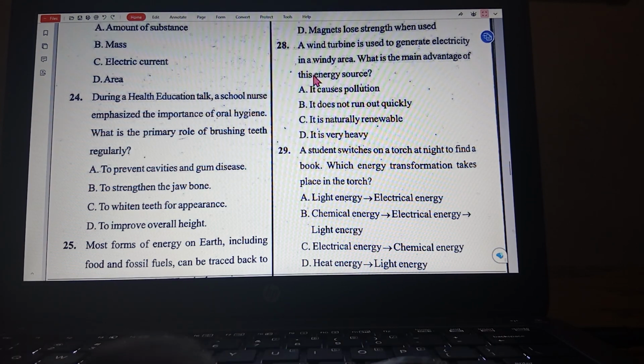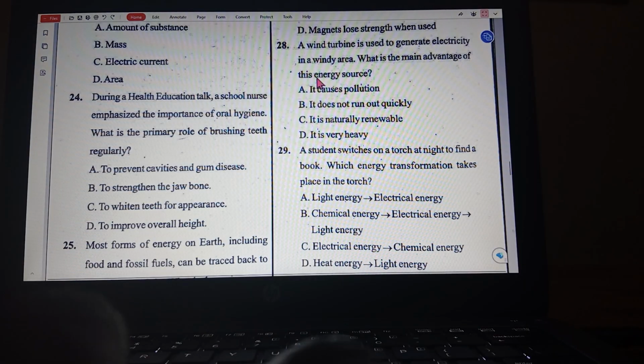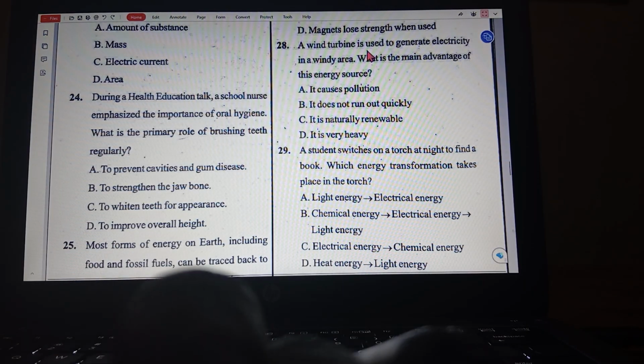The answer is A. A wind turbine is used to generate electricity in a windy area. What is the main advantage of this source of energy? Now, let me ask you a question. Initially, we have looked at renewable and non-renewable sources of energy. Now, is a wind turbine a renewable or a non-renewable source of energy? A wind turbine is a renewable source of energy. Now, what is the main advantage of using a wind turbine to generate electricity?